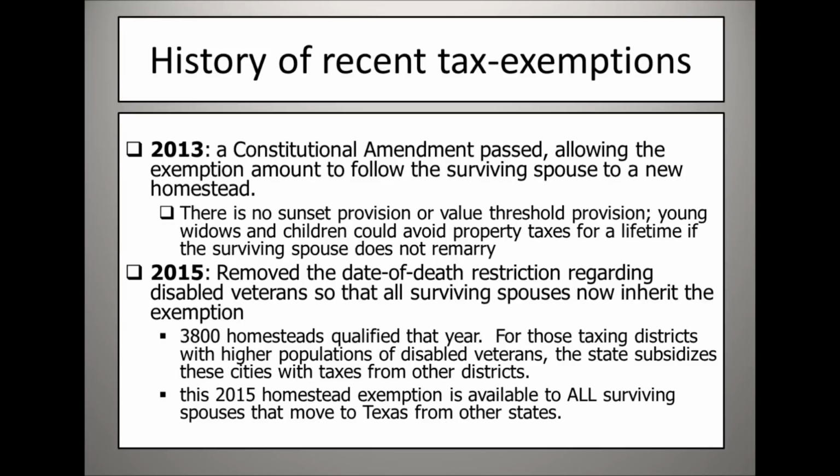In 2015, another amendment removed the date of death restriction regarding disabled veterans so that all surviving spouses now inherit the exemption. And it's estimated that the number of qualifying homesteads increased by 3,800 in Texas in that year through this amendment. For those taxing districts with higher populations of disabled veterans, the state subsidizes these cities with taxes from other districts. And this 2015 homestead exemption is available to all surviving spouses that moved to Texas from other states.